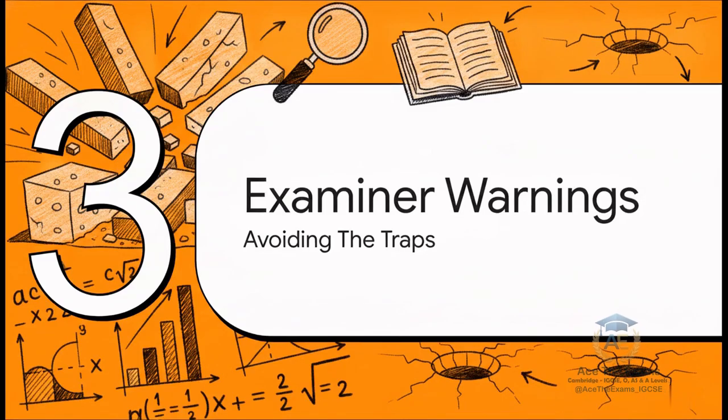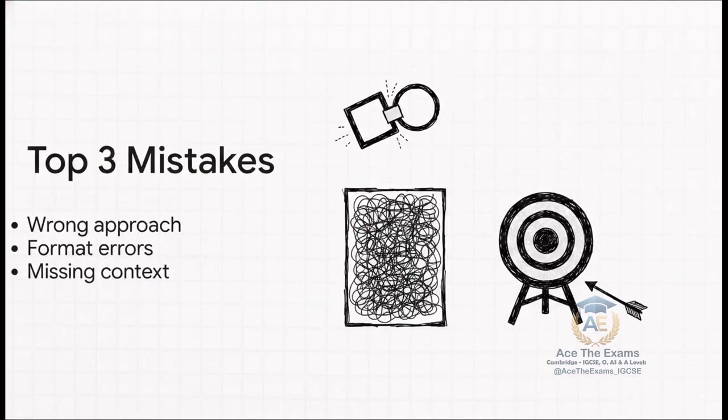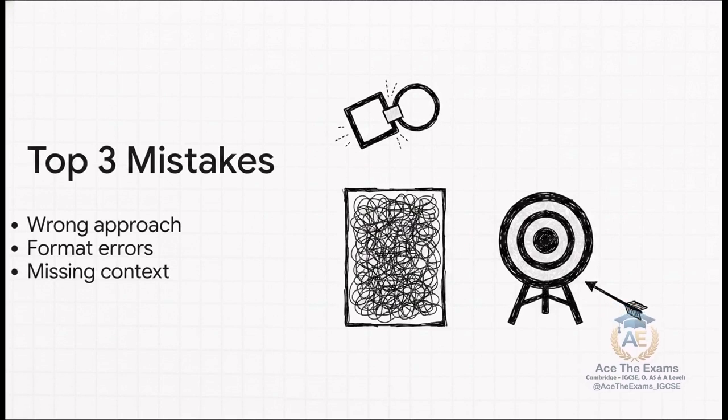Welcome back. Let's move into examiner warnings and how to avoid the traps. Even the best mathematical structures can collapse if you don't know where the sinkholes are. This right here is exclusive insider knowledge, pulled directly from principal examiner reports. These are the top 3 specific mistakes that cost students their method marks.